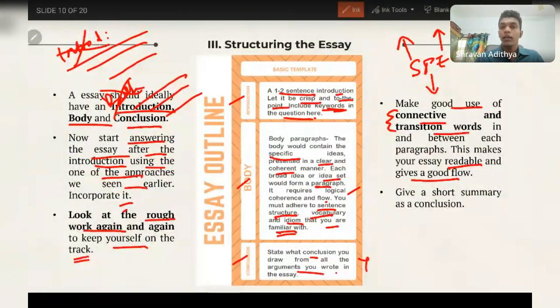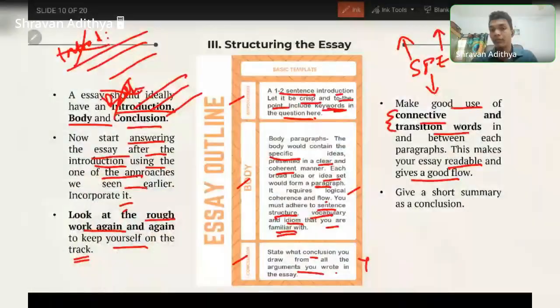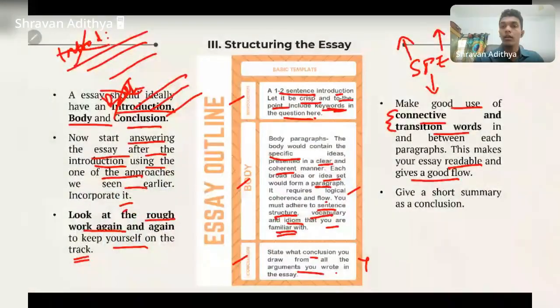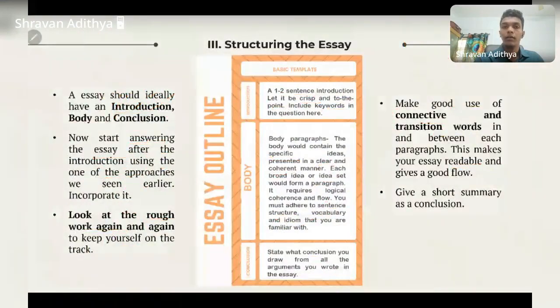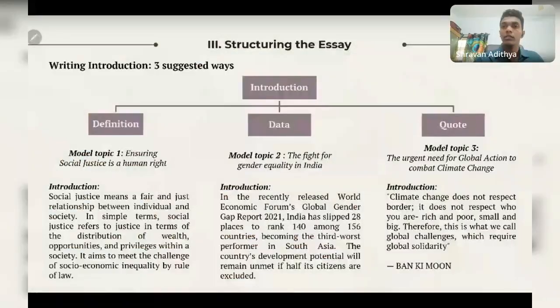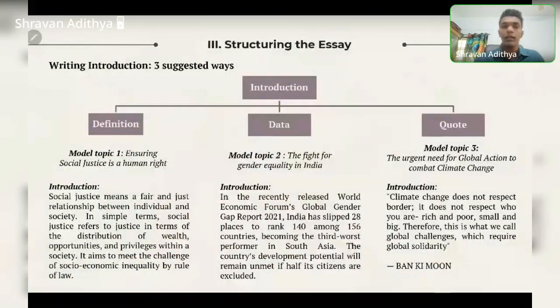Okay, now let's continue with this structuring. Now I'll tell you how to connect different paragraphs in the body, how to write a good introduction, and how to write a good conclusion. That is something we will see next. We'll start with the introduction part: how to write a good introduction.